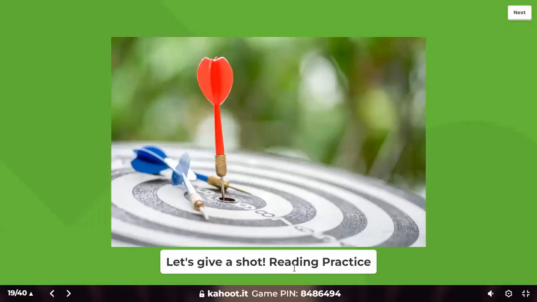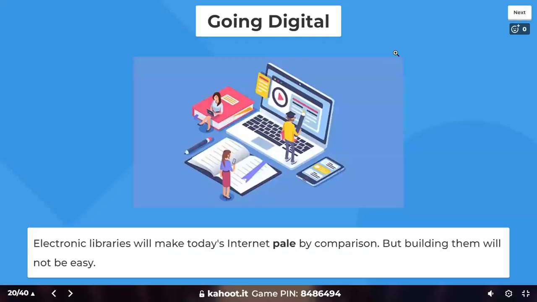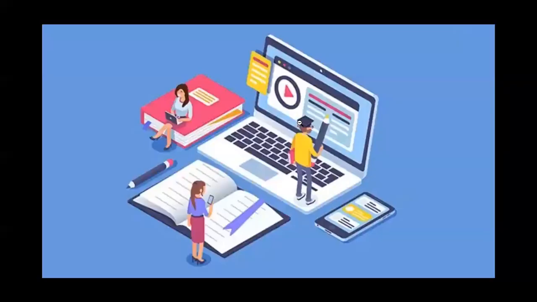Let's try reading practice. After the reading, you should be able to classify a statement as true, false, or not given. Now, here we have a text. This is from your IELTS book. It's called Going Digital. And we have a picture here. This is the picture.